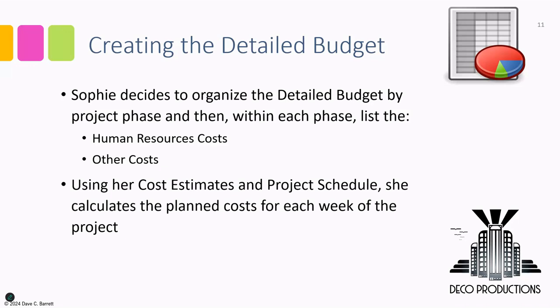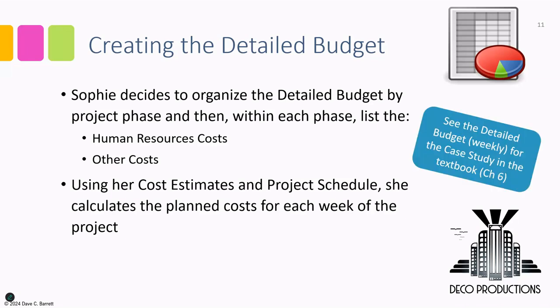Using her cost estimates and project schedule, she calculates the planned cost for each week of the project. Detailed budgets are normally produced on a monthly basis. The time frame is usually monthly. Because the case study project is fairly short, it's only 8 weeks or effectively 2 months, a weekly detailed budget is shown. A monthly one will also be shown as well. So you can see the detailed budget weekly for the case study in the textbook, chapter 6.